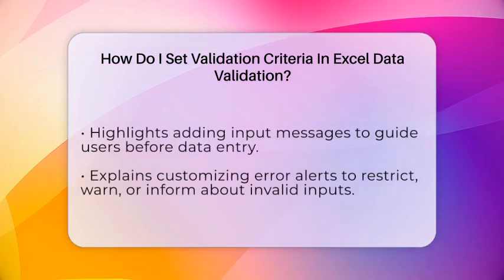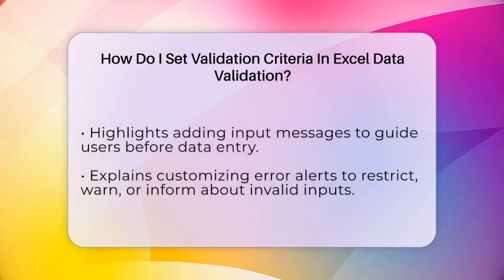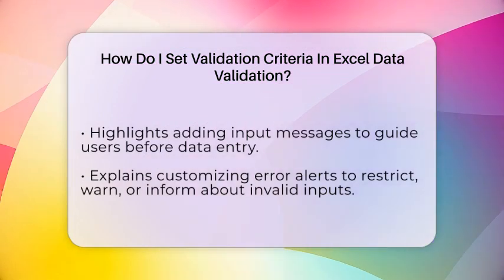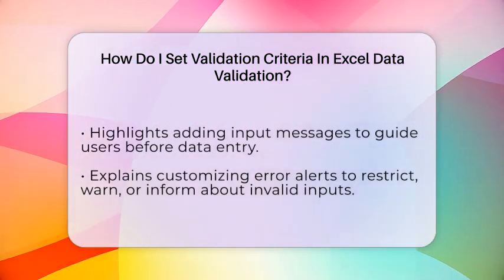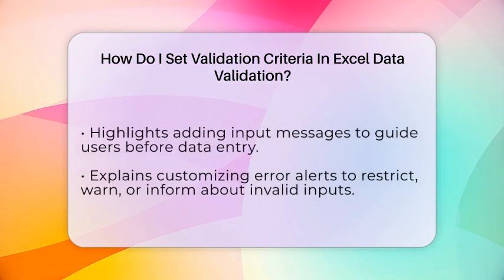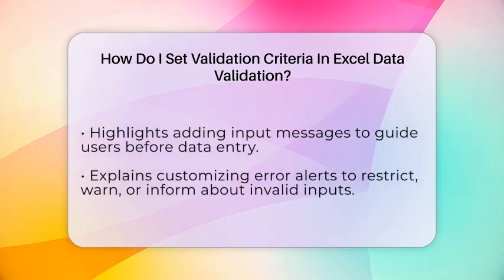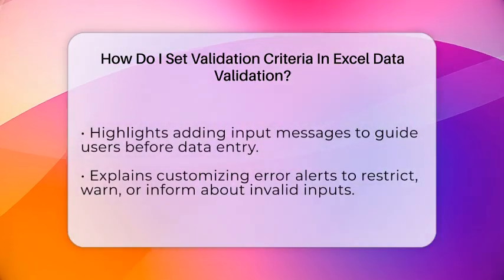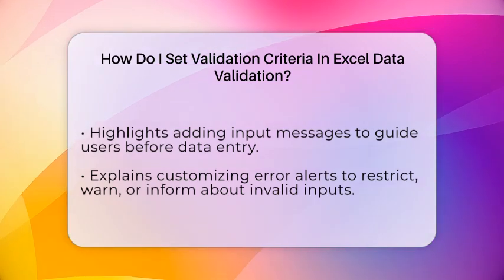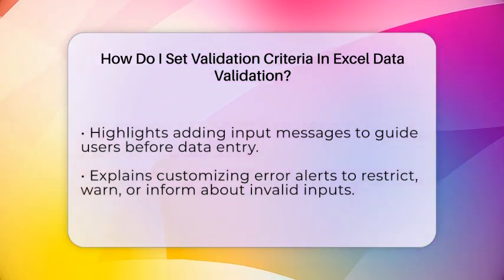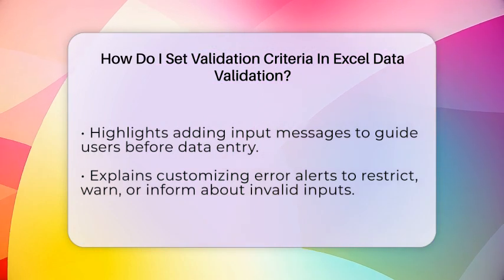On the Error Alert tab, you can customize what happens if someone enters wrong data. You can choose to stop them from entering invalid data, show a warning, or just give an informational message. If you pick Stop, Excel won't let incorrect data stay. Warning or information will allow the entry but alert the user.